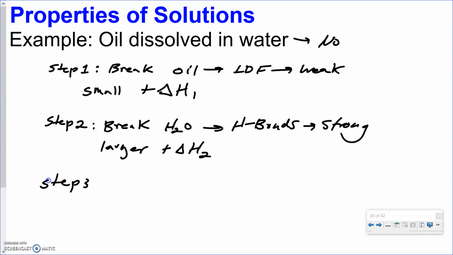And then step 3 is putting them together. So we are forming an intermolecular force between the oil and water. Well, what type of intermolecular force is going to form between oil and water?